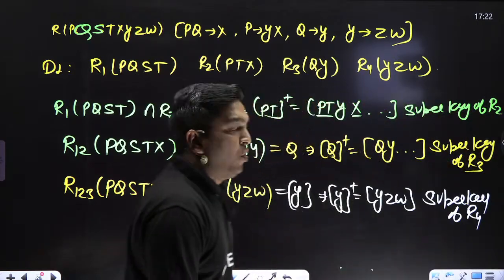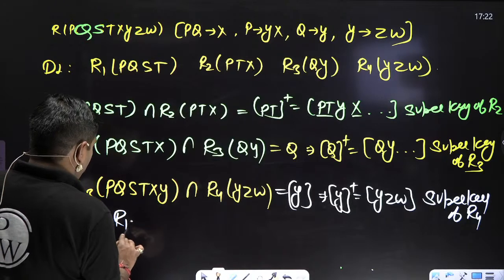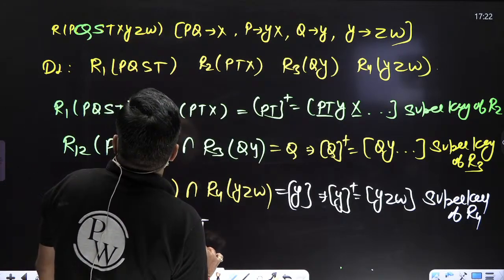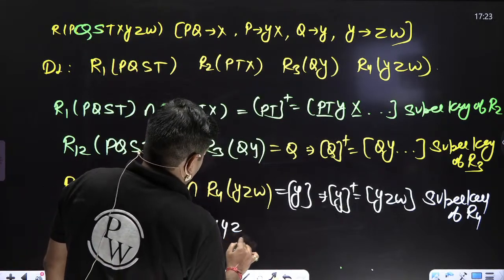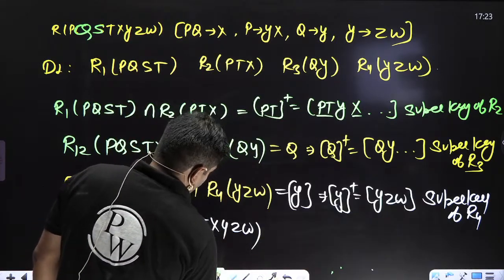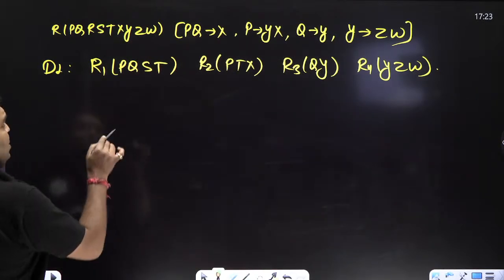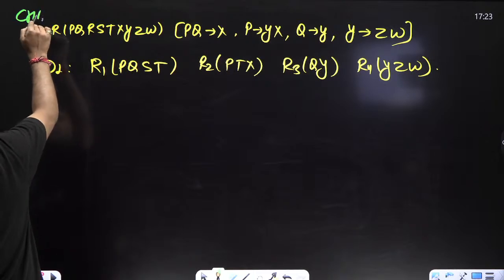Per key of R4. So what can we conclude? R1, 2, 3, 4: PQST, XYZW, and it will be lossless, my dear. It will be lossless. Now the same question I will do by the chase test.